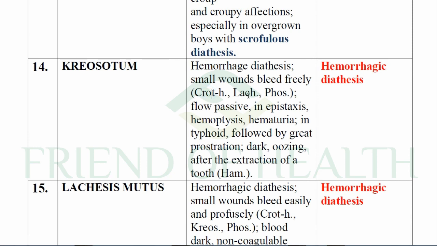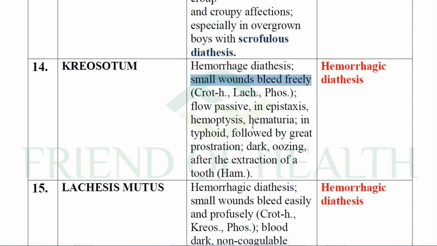So Crotalus auridus, lachesis, phosphorus again comes here. All this group you have to keep, like hemorrhagic diathesis you should keep in mind. Crotalus auridus, creosotum, then lachesis, phosphorus, ipecac, ferrum met, ferrum phos, all those remedies. So small wounds bleed freely, these are the remedies: creosotum, Crotalus auridus, lachesis and phosphorus.